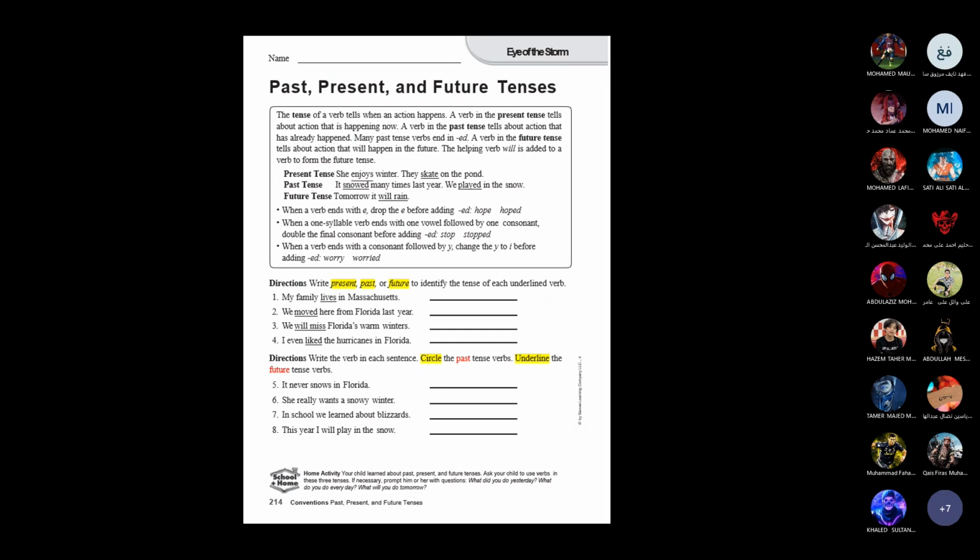Okay, Ali. Okay, excellent, Ali. Yes, like that. That's exactly what the question needs. Okay, so you circle if it's past. If it's a future, underline. If it's not, don't do anything. Just keep it as it is. Okay.